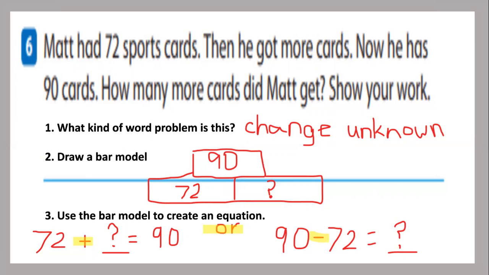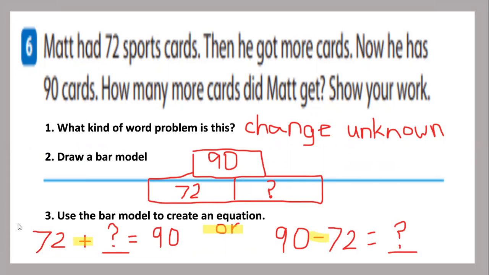I need to draw a model. So I'm going to use a bar model. And here in the center of the slide, I have the bar model. The total is on top, 90. That's how many he ended up with. One of the parts, which is how many he started with, is 72. And then my question mark is for my change unknown. I do not know how many more cards he got to end up with 90. That's what I need to figure out. So I'm going to use this information in the bar model for the next step.